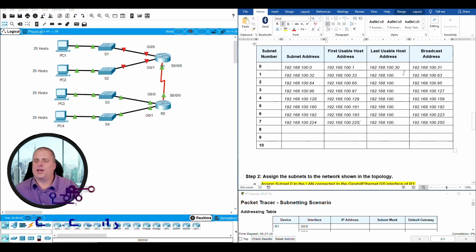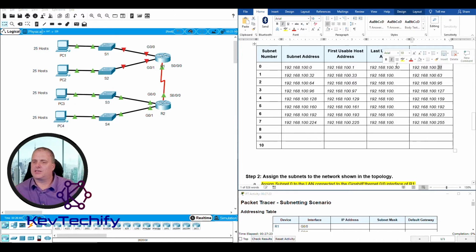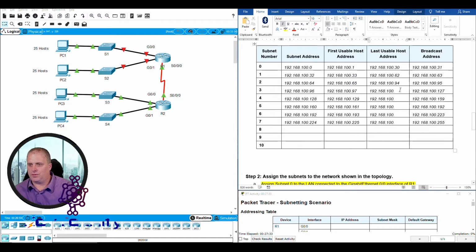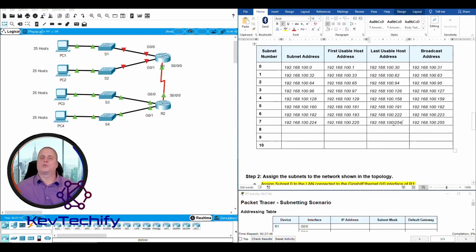The last usable address is 1 less than the broadcast address. So I can take the value in the 4th octet, subtract 1. That gives me my last usable. This is 63. That would give us 62 for the second network. Third network is 95. Subtract 1 is 94. 126. 158. 191. 222. And subtract 1 from 255 gives us 254. Last usable address. That is now filled in the chart.